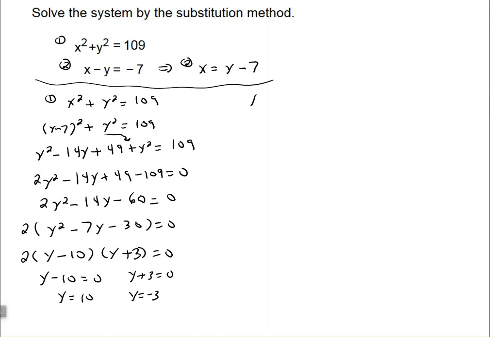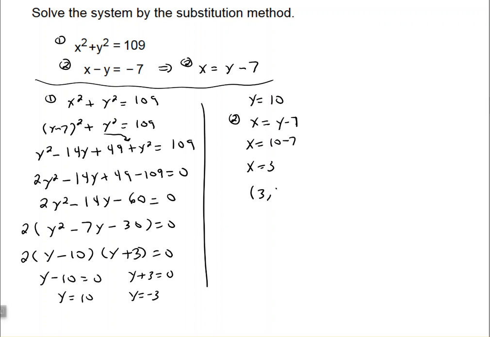So if y equals 10, then using equation 2, where I've already solved for x, that tells me that x is equal to 3, or the ordered pair (3, 10). Now you can check that back into equation 1, since we used equation 2, and make sure that it makes a true solution. 3 squared is 9 plus 10 squared is 100 equals 109. So that makes a true solution, so we know that this is one of our solutions.